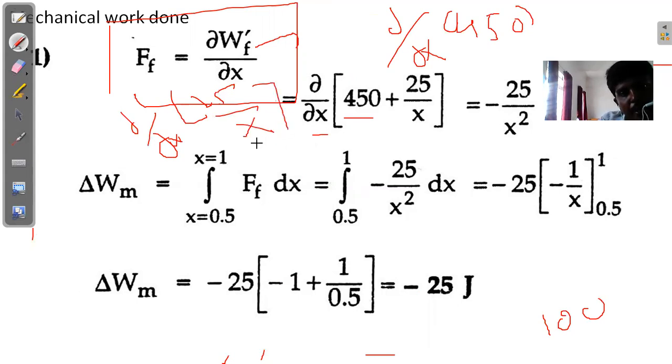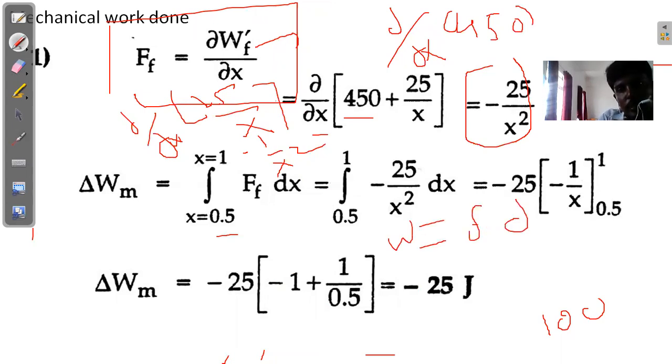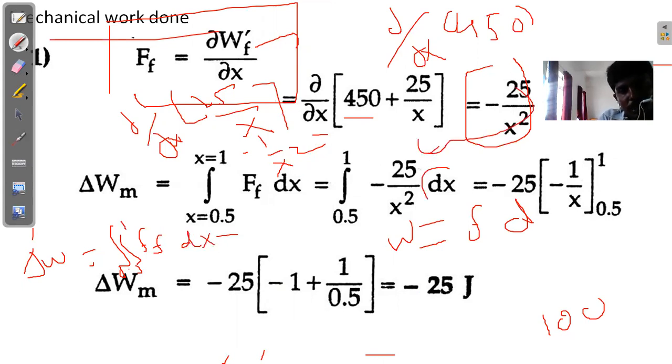Differentiating 1 by x, we get minus 1 divided by x square, so the force equal to minus 20 divided by x square. We know the change in displacement is from 0.5 to 1. Work done is force into distance. Here the change in work done, dW, from 0.5 to 1, equals the integral of F into dx, where F equal to minus 20 divided by x square.